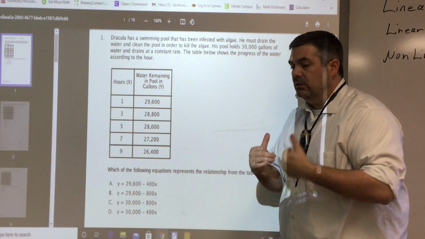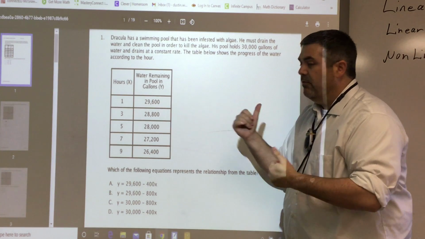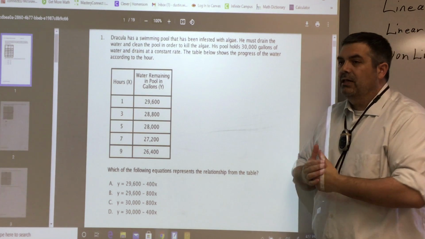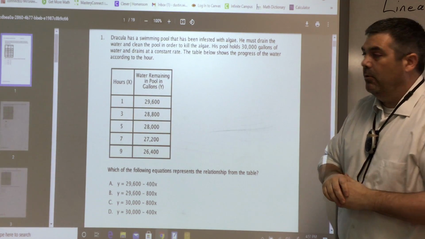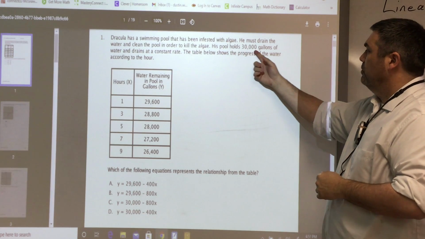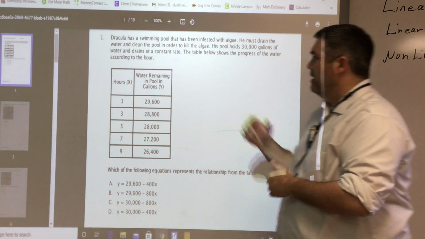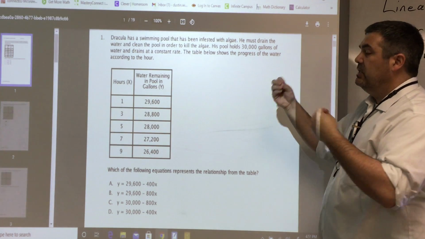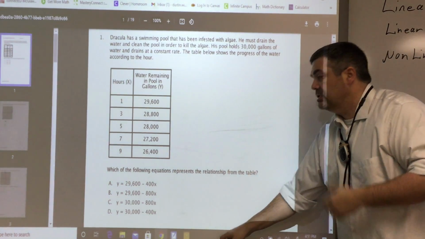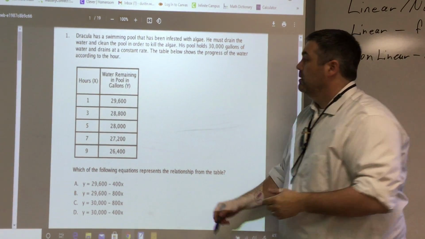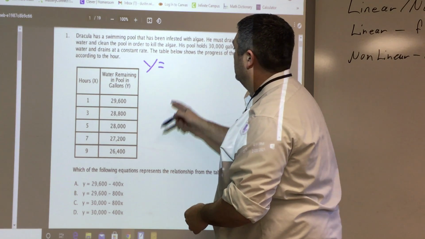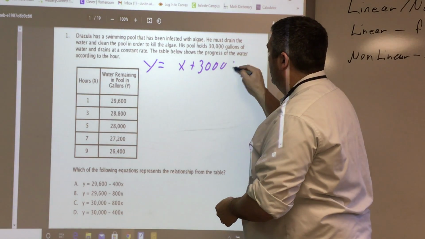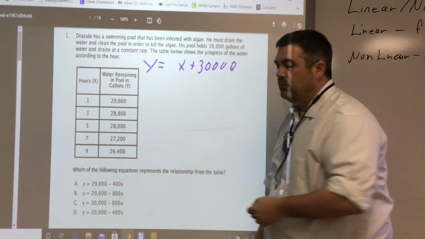Now the first thing we need to do is look at, do we have our y-intercept? Well, we do. We just didn't realize it until we read and gone through the table. His pool holds 30,000 gallons of water and drains at a constant rate. Right here is our beginning, our initial, it's where we start. Well, where we start is our y-intercept. So we have y equals mx plus 30,000. That's where we're at.